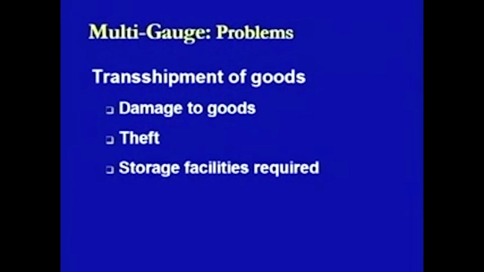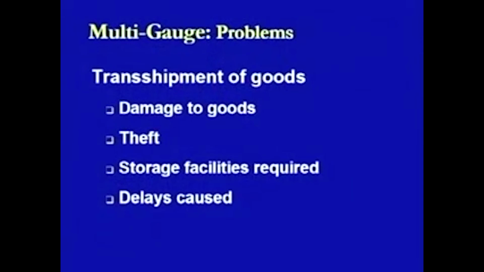Or storage facilities are required in some cases. There is a large shipment going on, and in the case of a large shipment, when it is to be transferred to another train of another gauge, you have to put that material at some place. You have to store it. So storage facilities need to be provided at that transfer point. Delays are caused many times. These are the other aspects associated with it.